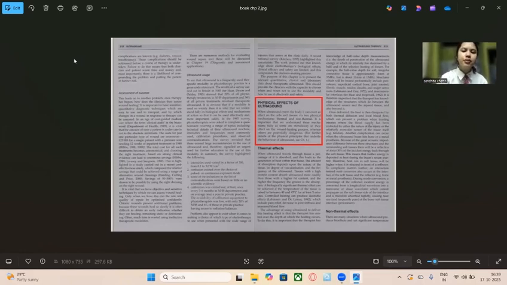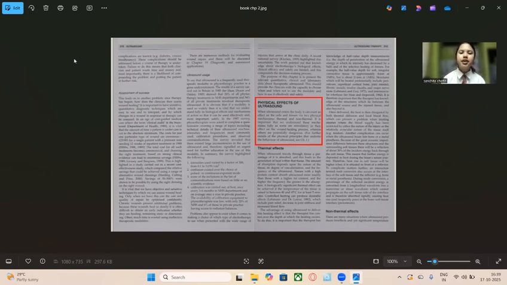When ultrasound waves enter the body, they affect the cells and tissue through two main physical mechanisms: thermal effects and non-thermal effects. Thermal effects occur when continuous ultrasound is applied at a sufficient intensity. This increases the temperature of tissue underneath the skin.